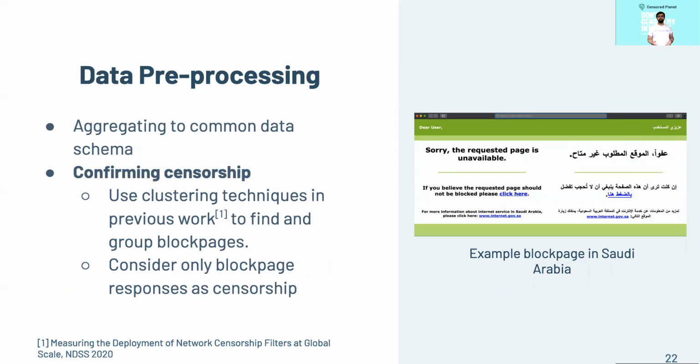We next adopt methods to reduce false positives by confirming instances of censorship. We find block pages, such as the example shown here, using clustering techniques we have previously developed, and only consider measurements with an explicit blocking signal as evidence of censorship.